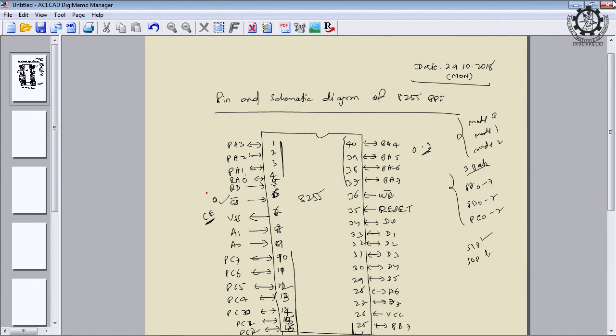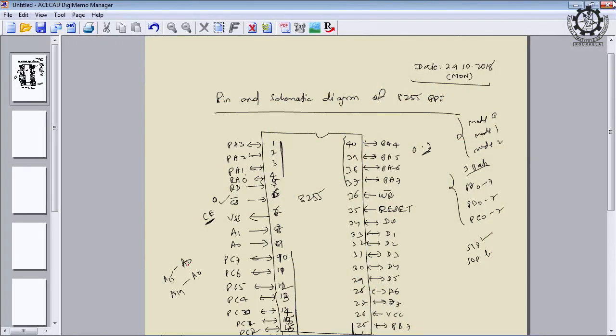It has to be low before it is input to the 8255. But how to make it low? With the help of a decoder, or you can directly connect one of the address lines from the 8085. For example, the 8085 supports 16 address lines, and if it's 8086 it supports 20 address lines. And one of the address lines, for example A0 or A1, any one, I can connect to chip select with a NAND gate, a single input NAND gate.